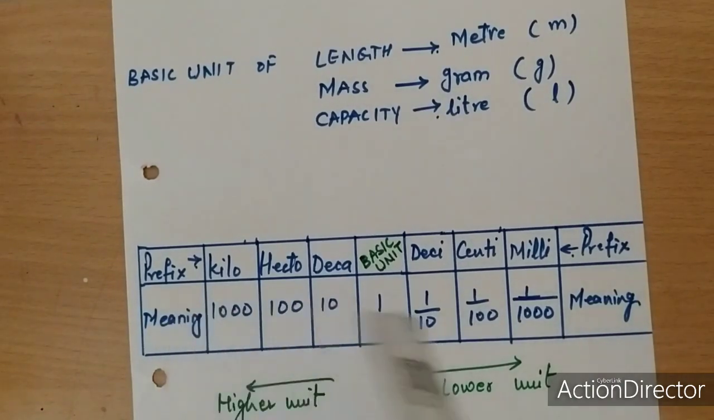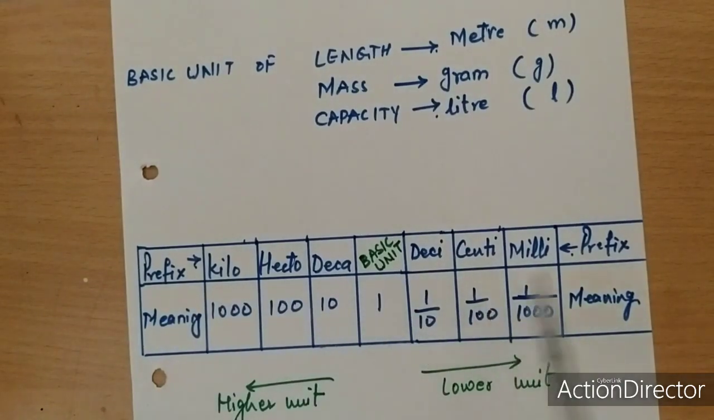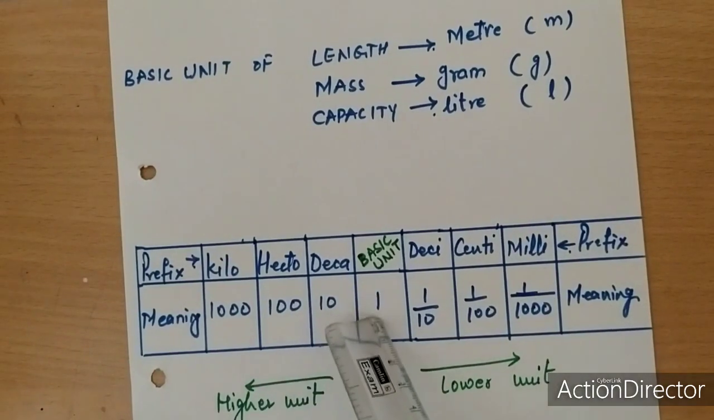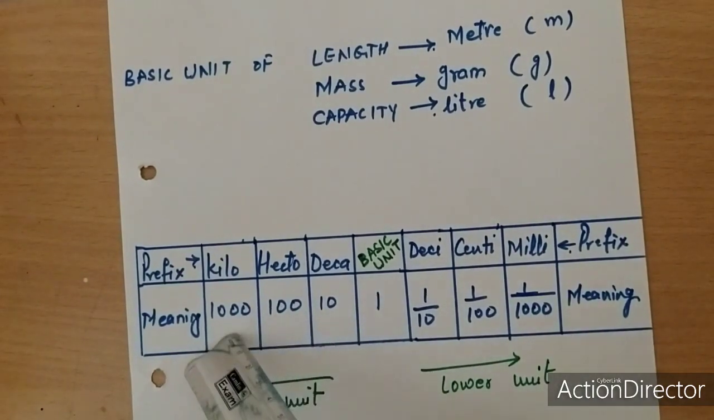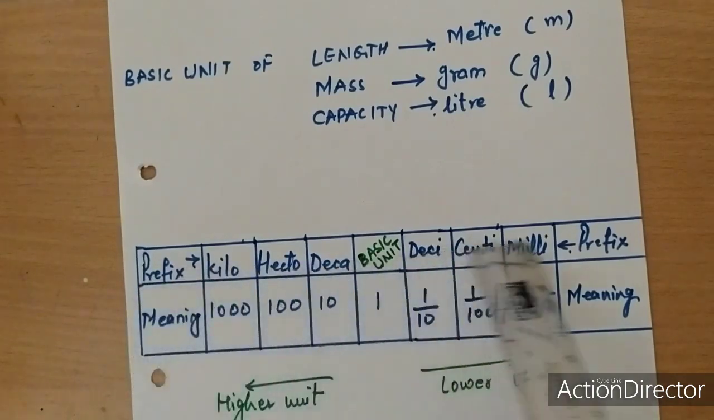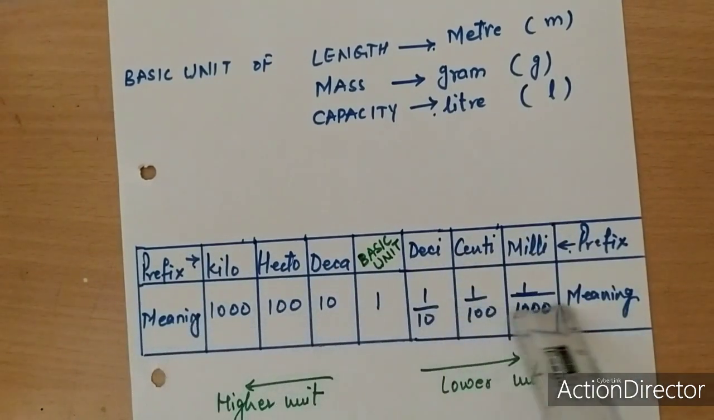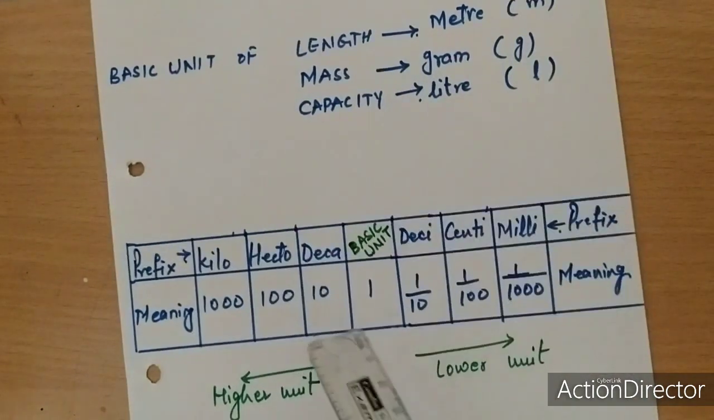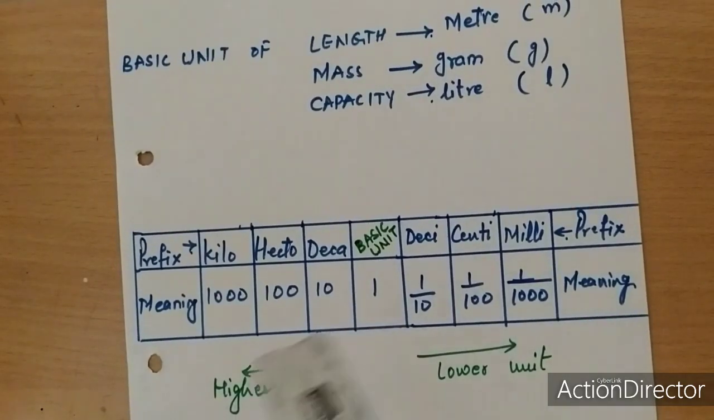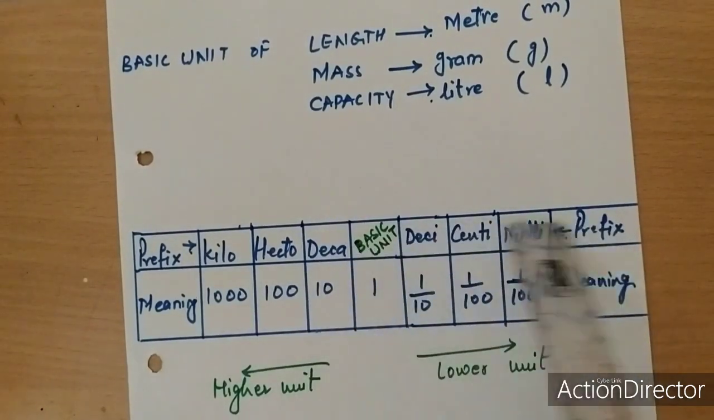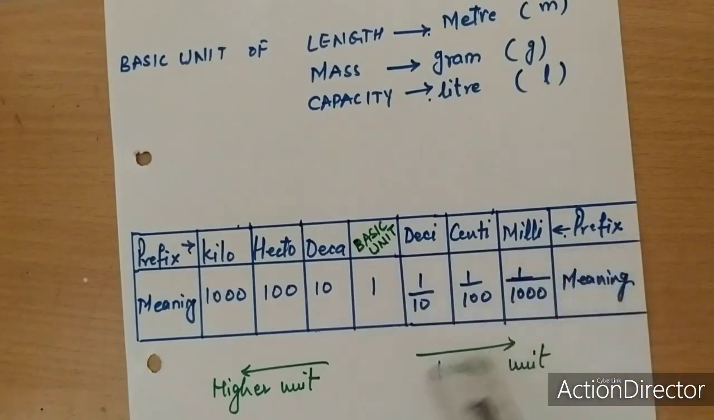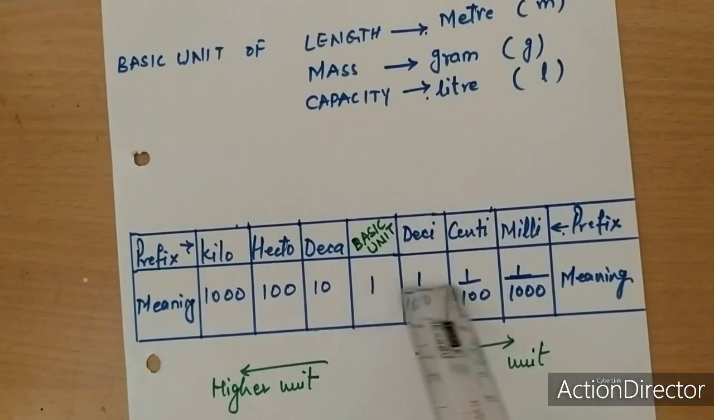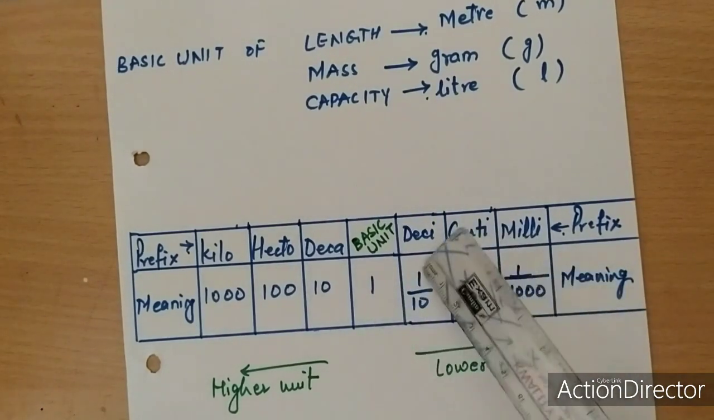Here it is the 10s place, 100s place and 1000s place. Here ones, tens, 100 and 1000. This is called prefix and this is the meaning of prefix. Always remember this: after the basic unit, that means towards the smaller side, towards the lower limit, the value is very small, like this 1 by 10.